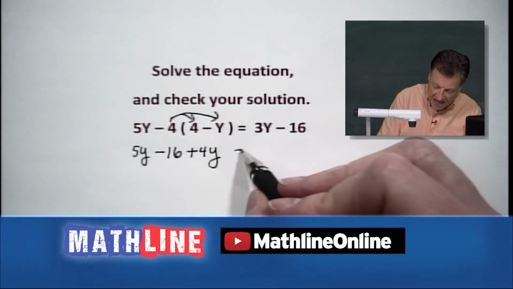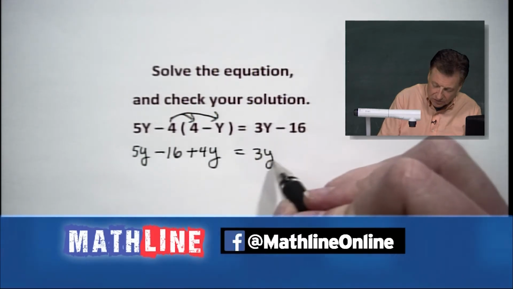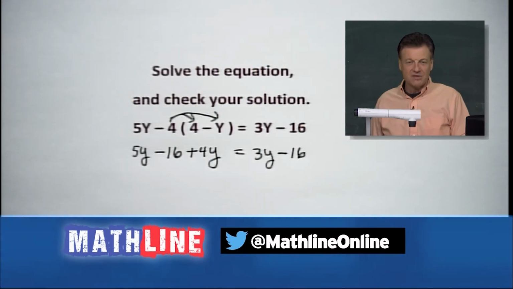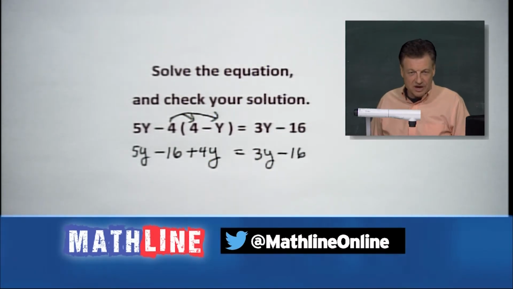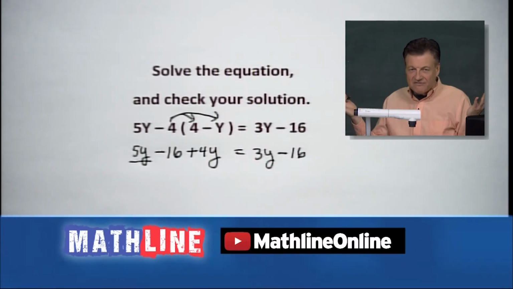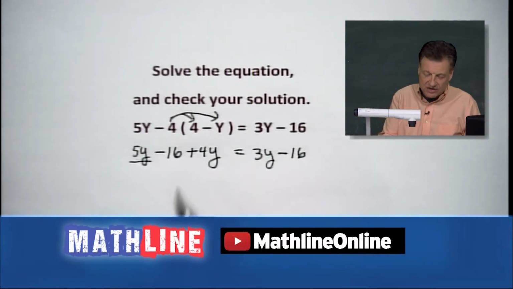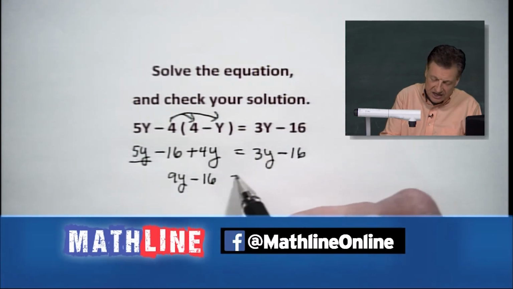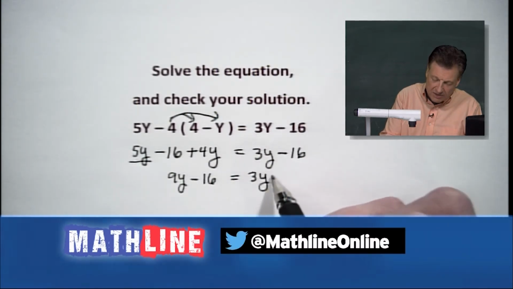On the other side, I'm seeing 3y minus 16. Already some of you are going like, oh, that looks really strange. Be sure you do not decide to say 5 minus 16. It's not going to fly here. There's not a y there, right? So we got 9y minus the 16, equaling our 3y minus 16.